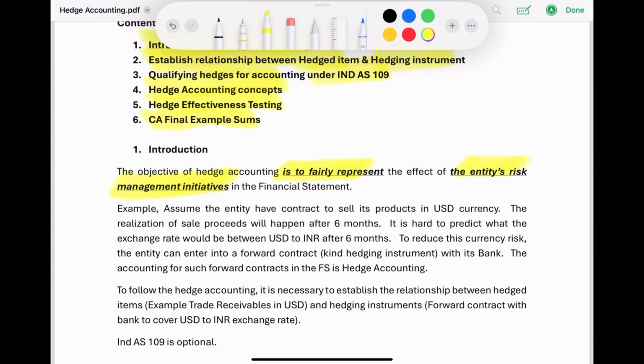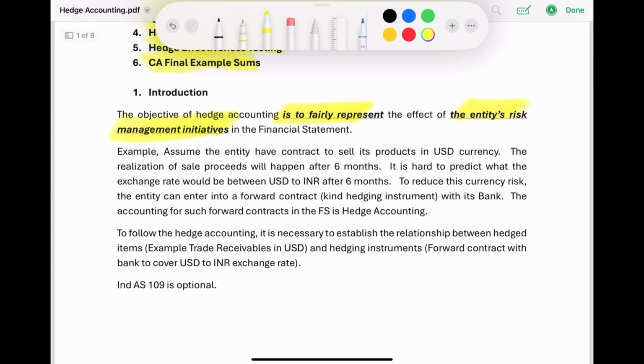Okay, maybe a little bit more explanation. We'll talk about one example. Assume the entity has a contract to sell its product in USD currency. The functional currency of the entity is, let's say, INR, but they have a contract to sell their products. Let's say they are exporting their products and they will be getting the consideration in USD currency. The realization of sale profits will happen after 6 months. Okay, it's not an immediate sale. After 6 months, the realization of cash flow will happen.